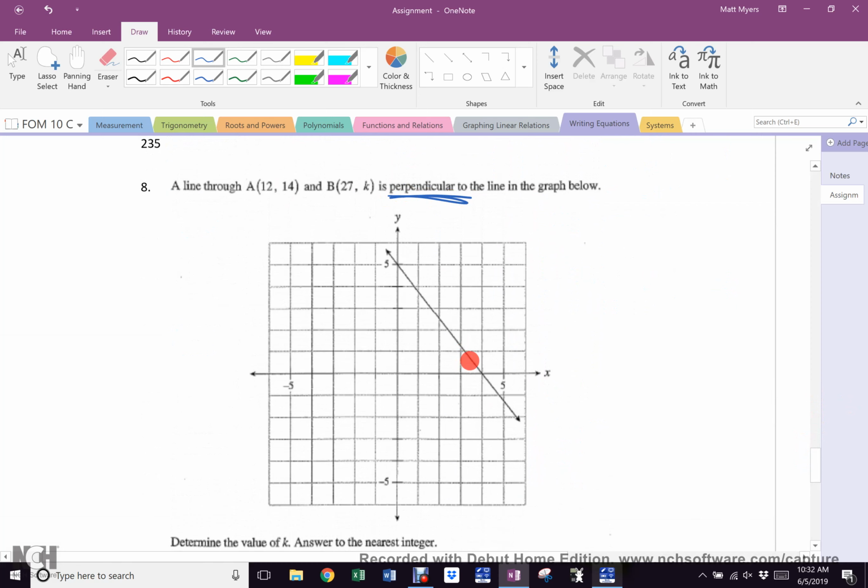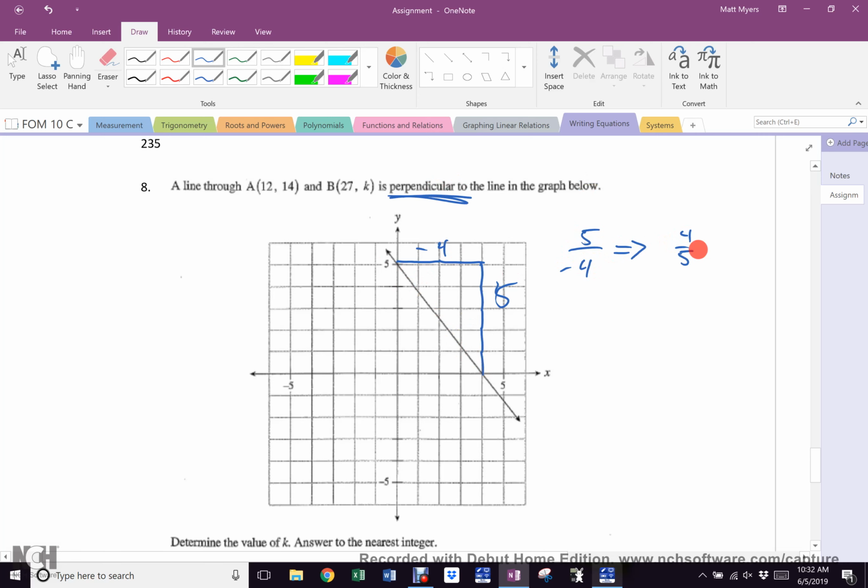Perpendicular to this line. As soon as you see the word perpendicular, what should you do? You could write line 1 and line 2. Find slope. What's this guy's slope? 1, 2, 3, 4, 5. 1, 2, 3, 4. Negative 4. 5 over negative 4. Agreed? But I don't need this line. I need a perpendicular line. So what do I do?